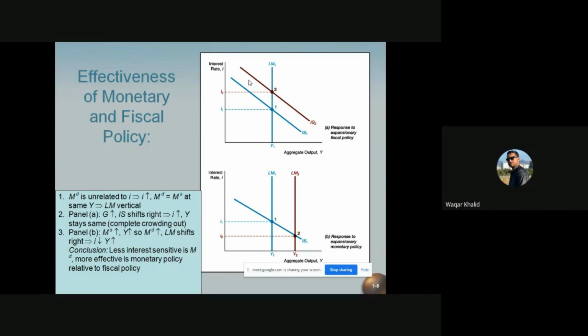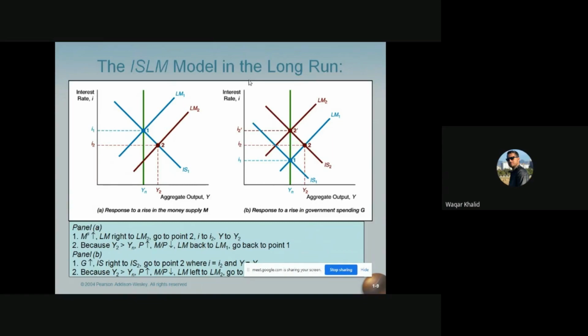This situation in which the expansionary fiscal policy doesn't lead to a rise in output is frequently known as the crowding out effect. So, in conclusion, we can say that if the demand for money is unaffected by changes in the interest rate, monetary policy is effective, but fiscal policy is not effective. Or simply, the less interest sensitive money demand is, the more effective monetary policy is relative to fiscal policy. ISLM model in the long run.